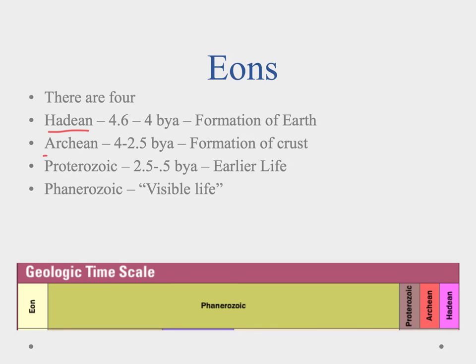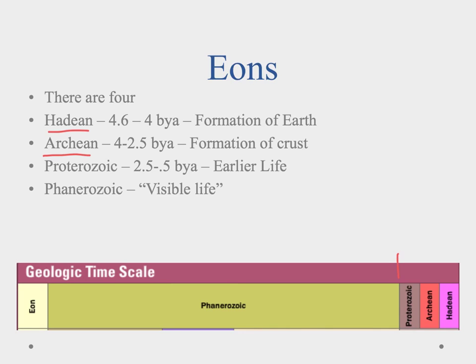It's followed by the Archean eon, which takes us from 4 to about 2.5 billion years ago. And this is where we're seeing the formation of crust, the formation of the atmosphere, the formation of oceans, and things of that nature. That's followed by the Proterozoic eon, and that's going to take us all the way from 2.5 billion years to about 500 million years ago. And Proterozoic means early life.